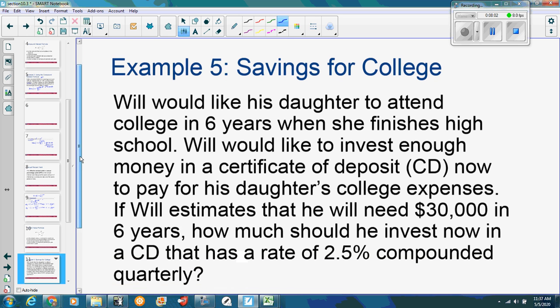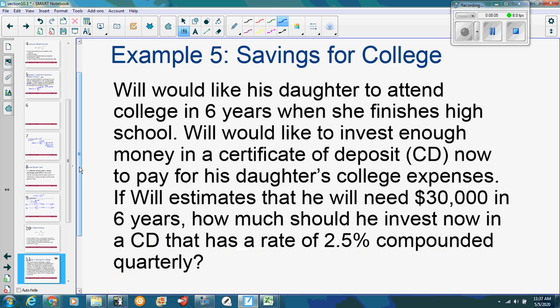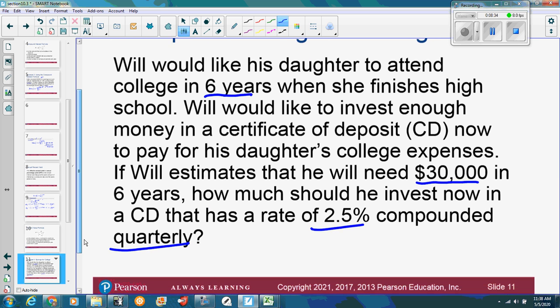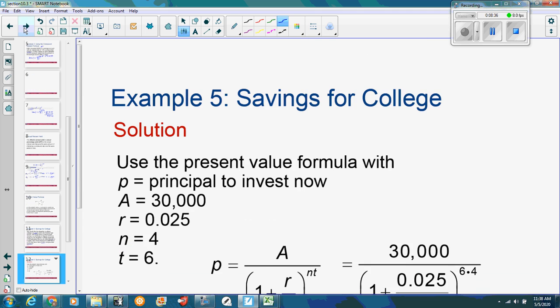So, for example, Will would like his daughter to attend college in 6 years. So that's important, 6 years. When she finishes high school, Will would like to invest enough money in a certificate now to pay for his daughter's expenses. Will estimates that he will need $30,000 in 6 years. How much should he invest now with this rate compounded quarterly? Okay, so we want to solve that question to see what should be his principal, in other words, is what we're trying to do.